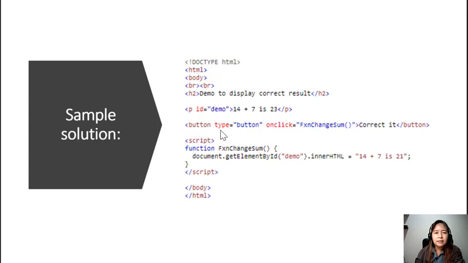Now you have a button, and the button is going to call a function called change sum whenever it is clicked. That's why you have here onclick equal to change sum. So it will call that function, and the label of that button is "correct it." So you will see the initial wrong output of 14 plus 7 is equal to 23. And then you have a button. Once the button is clicked, it will call the function change sum, and it will replace the value of that placeholder, which is the paragraph here on top. It will change the value to 14 plus 7 is 21.